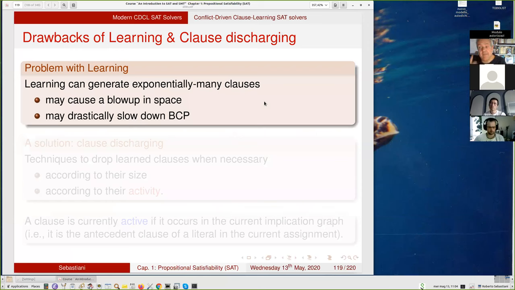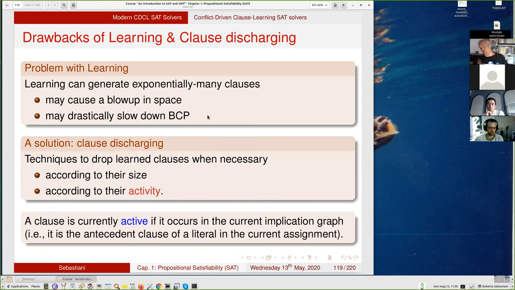Be careful that we have a problem with learning. If we learn one clause at every branch we explore, and in general we may explore an exponential amount of branches, we may end up having learned an exponential amount of clauses. And if we add an exponential amount of clauses, very quickly the formula blows up in size. So if we kept all the clauses we learned, the formula would grow exponentially. So our problem would no longer be in polynomial space, okay? And also it's not only a memory issue, but also the fact that we have to keep all the data structures updated, and it would cause a drastic slowdown of Boolean constraint propagation, so unipropagation, right?